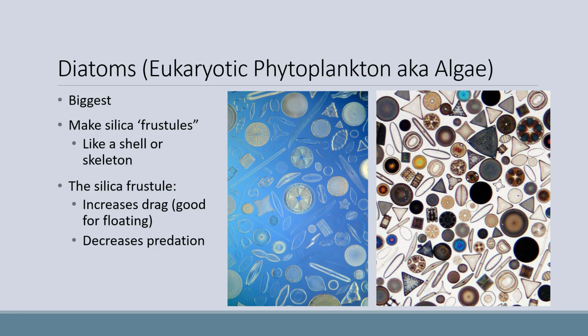They make silica frustules, which is a glass shell or skeleton. The silica frustule increases drag, which is important because they are big and heavy, so anything that helps them float is helpful. It also decreases predation, because who wants to chew on glass? And frankly, it looks really cool under a microscope.